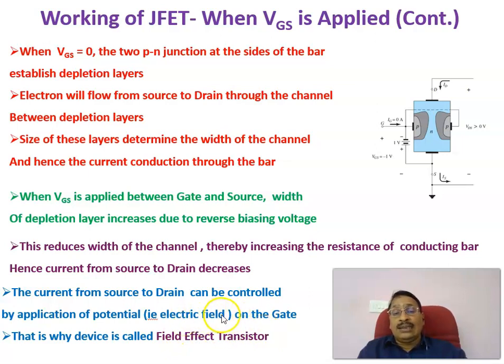The electric field can be controlled by applying a voltage between gate and source. By controlling the electric field, you are controlling the resistance between source and drain, that is, the channel resistance. That is why these are called field effect transistors. By controlling the electric field, you are controlling the channel resistance.